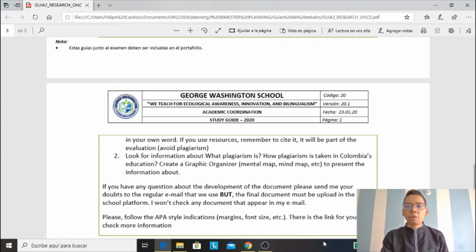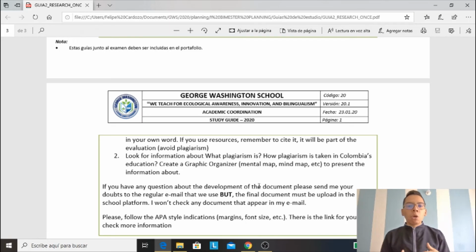Then, look for information about what plagiarism is, how plagiarism is taken in Colombia's education, and create a graphic organizer, mental map, mind map, etc. to present the information. La idea cuál es? Que ustedes sepan qué es plagio, cómo el plagio está contemplado en la ley colombiana, porque eso es un delito, ¿cierto? Y cómo esto podría, digamos, ver afectado nuestro proceso de investigación.